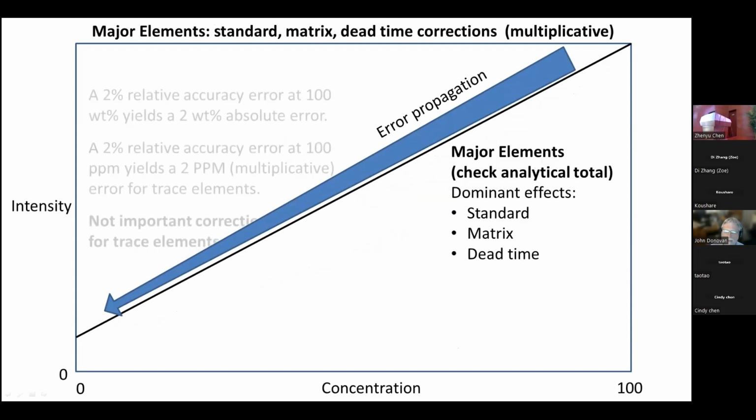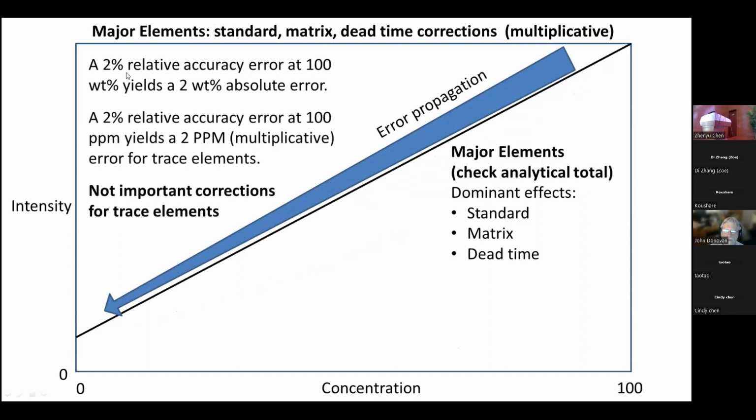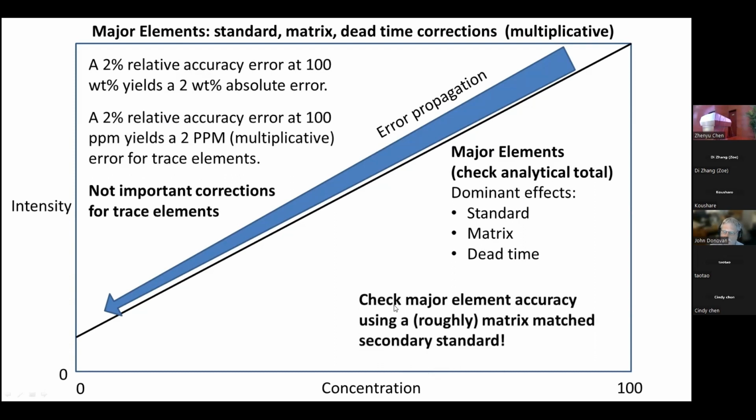Now, that means that a 2% relative accuracy error at 100% yields a 2% absolute error, but a 2% relative accuracy error at 100 ppm only yields a 2 ppm error for trace elements. So these multiplicative effects are not important for trace elements. I'm speaking generally, of course. This is a rule of thumb, and there's always exceptions. So we need to check our major element accuracy using a roughly matrix matched secondary standard. It doesn't have to be a perfect matrix match. The matrix corrections are actually pretty good.